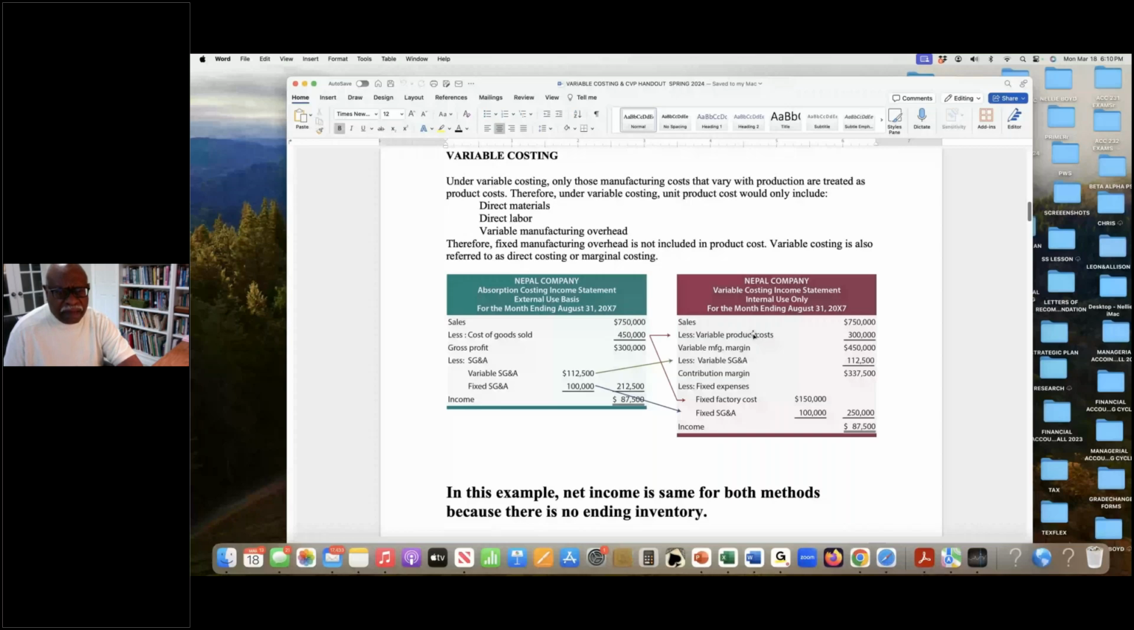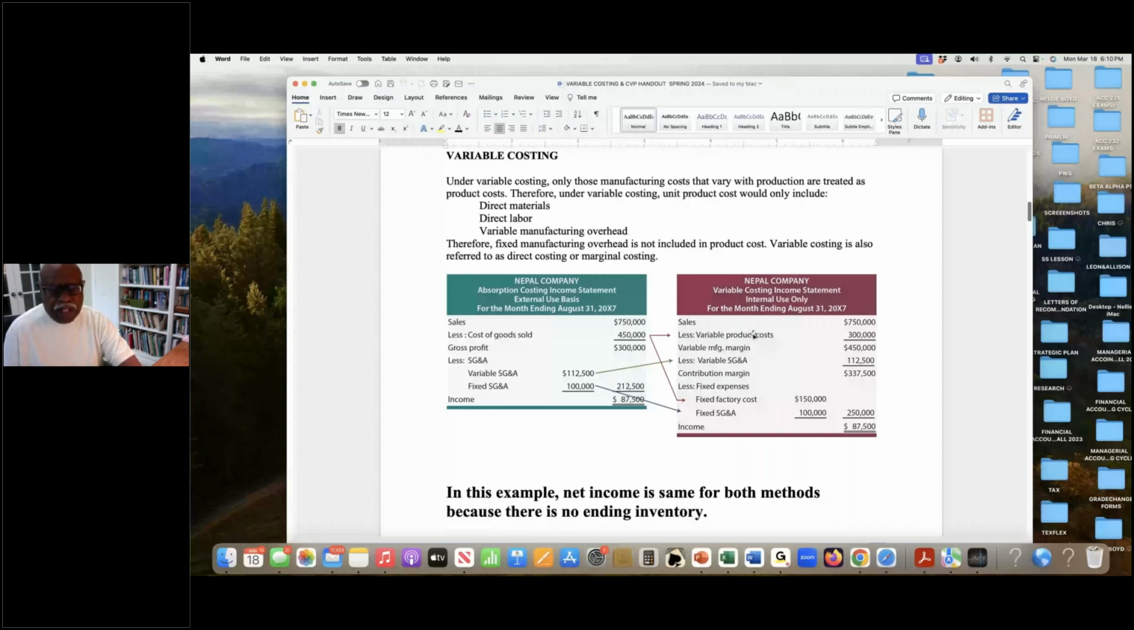Different here, we have selling and administrative, total selling, or net income. But with the variable costing, we're subtracting all of the overhead. None of this overhead ends up in inventory costs. So it's all the product costs along with selling and administrative. So the total expenses is 500. The net income is 200.